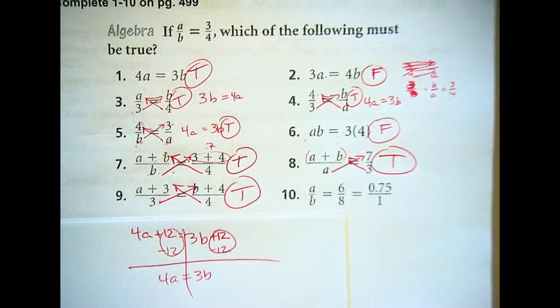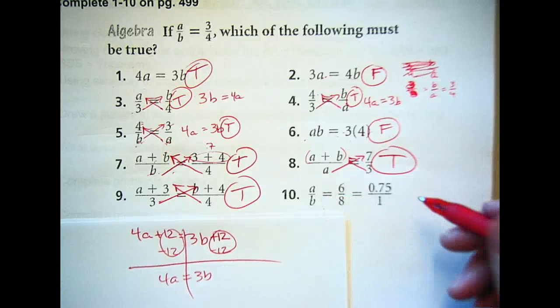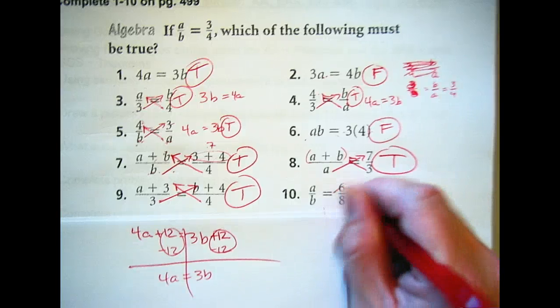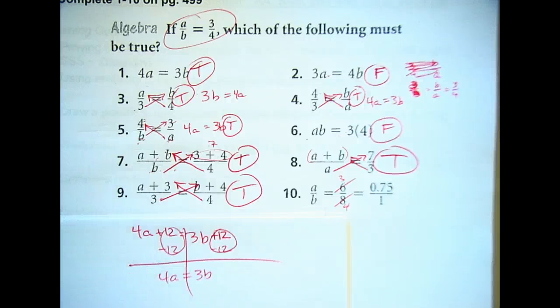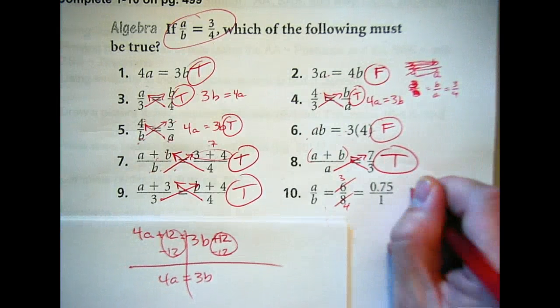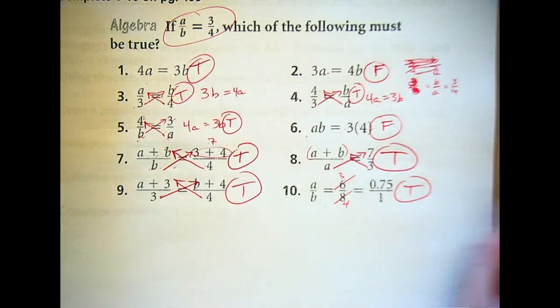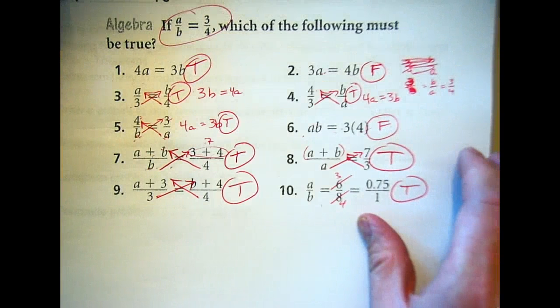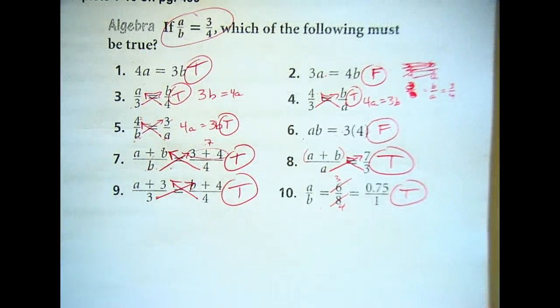Woohoo! True or false? True. Yeah. 6/8 reduced to 3/4, which is what that is up there. So we're good. This is true. A lot of trues, 2 falses. Okay. Questions? All right. Here we go.